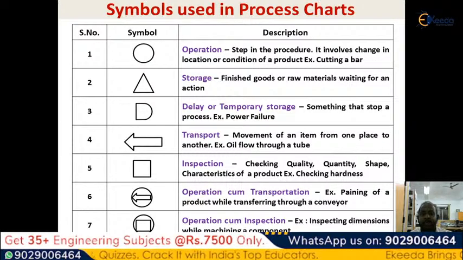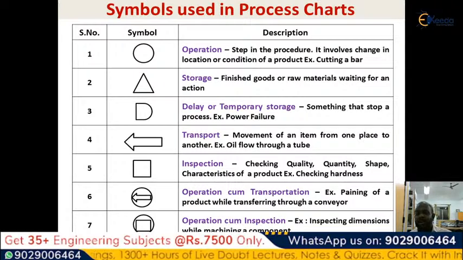Then the second one is going to be the storage. It means where is your raw material, where is your finished product, whether the product has been waiting for you. So where that product is, that is what is called the storage. It may be in terms of panels, it may be in rooms, it may be in cabins, it may be of any shape, but any storage is indicated by the triangle symbol.